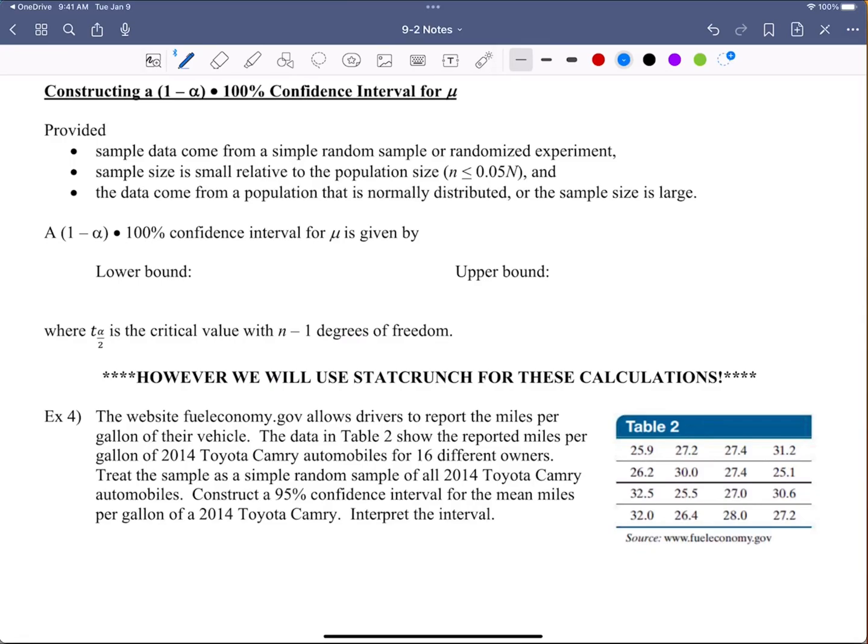Okay, we've done confidence intervals for proportion, so now we're going to do some confidence intervals for our mean. All right, so here are some things that we are looking at.